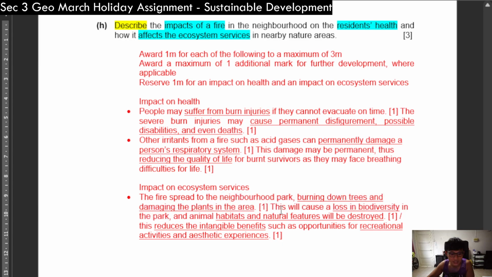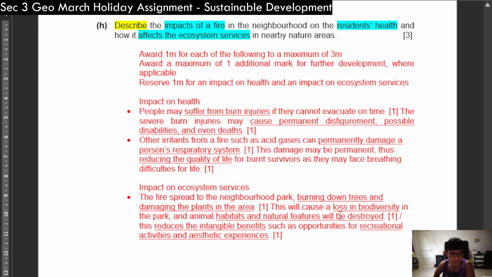So once the plants are damaged, how would it affect the ecosystem services? So this causes a loss in the biodiversity in the park, and animal habitats and natural features will be destroyed. So that is point number 1 of the possible points. The habitat features will be destroyed, so this actually affects the supporting ecosystem services.